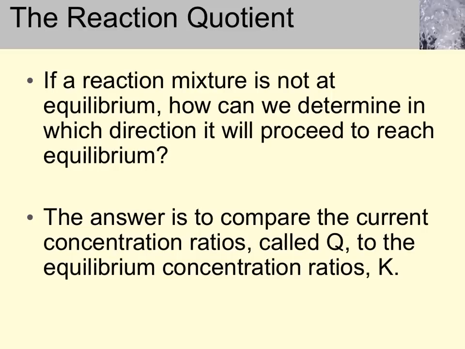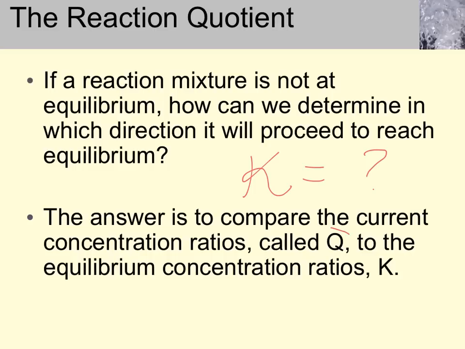Now, if you were a chemist following the progress of a reaction in the lab and you wanted to know whether or not it had reached equilibrium, how can you tell? What can you do? Well, if you have an instrument that allows you to measure the concentration of reactants and products, you can go ahead and plug the concentrations you have at any point in time into the expression for K and see if you get what you're supposed to get for the equilibrium constant.